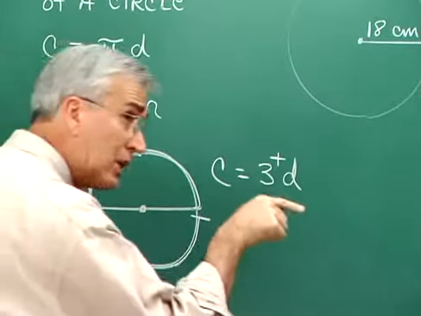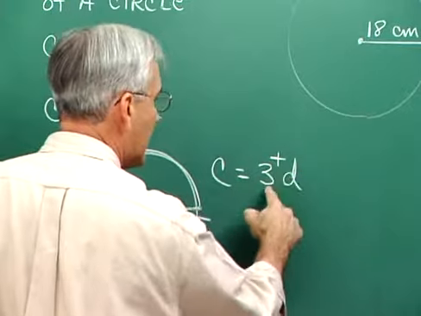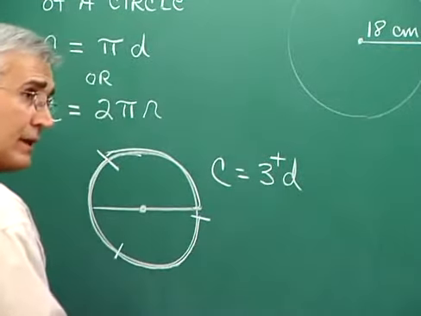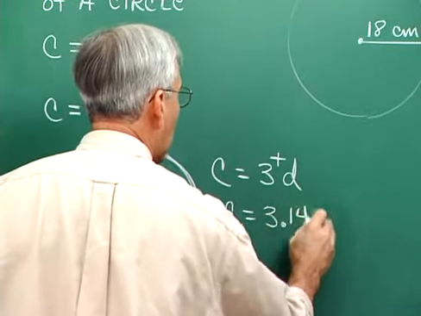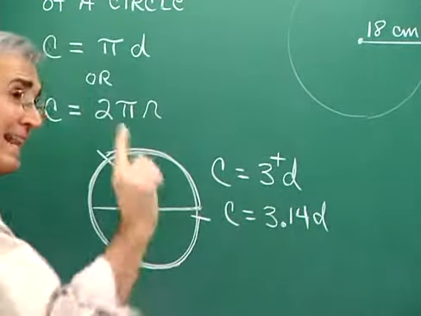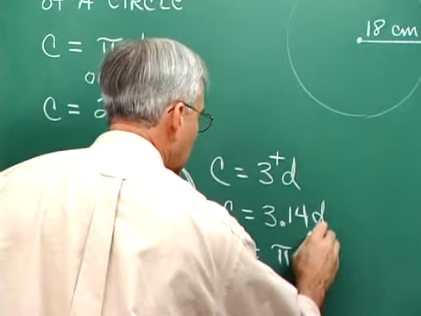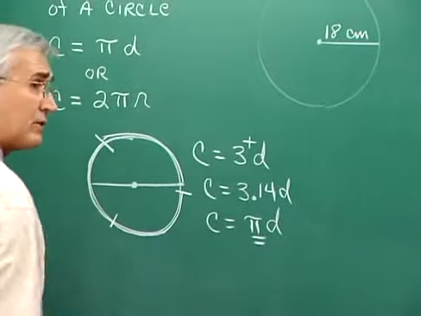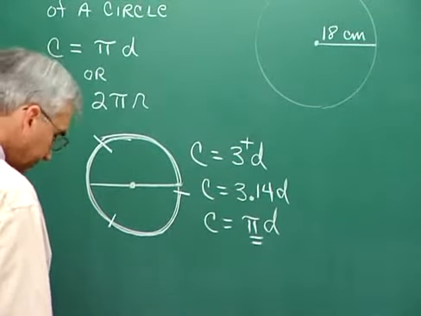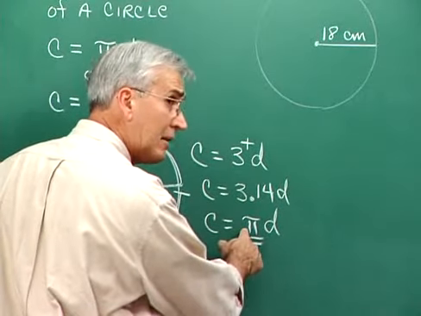Now, a more accurate approximation for the number of times that the diameter will lay onto the edge of the circle is this. The circumference is 3.14 times the diameter. And the exact value is pi. You see, this is the number of times that the diameter will lay along the edge of the circle. Now, as I say, this number is a never-ending and never-repeating decimal.